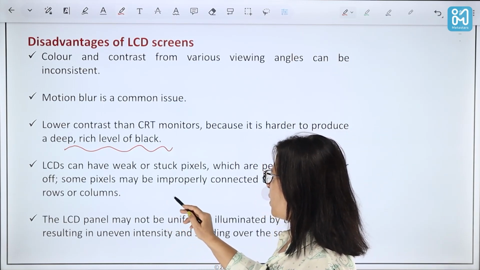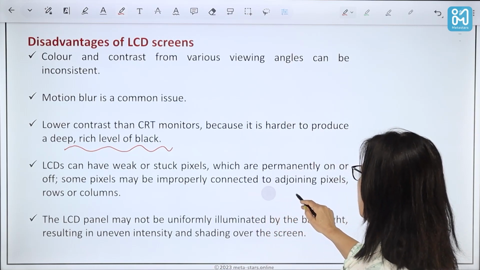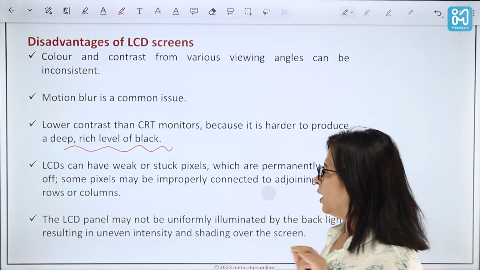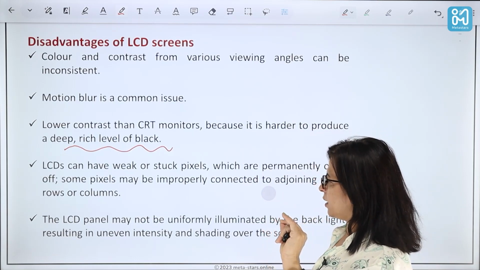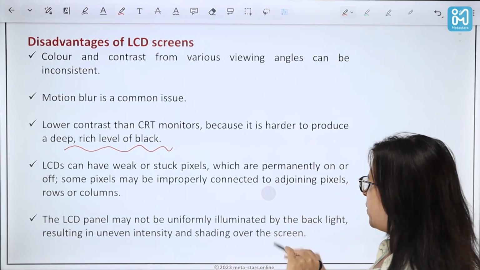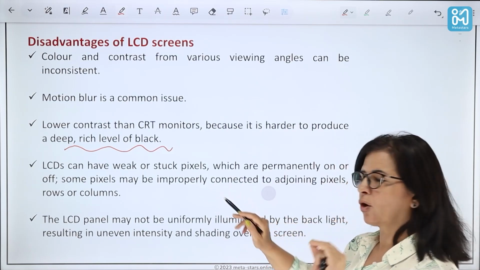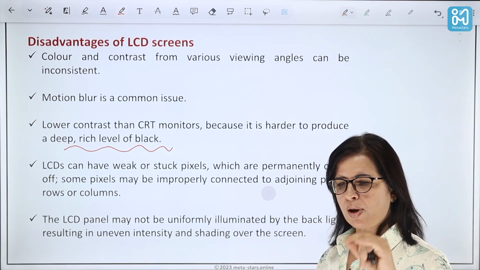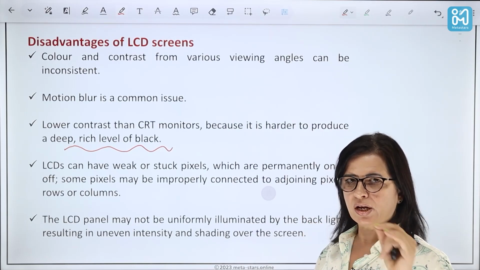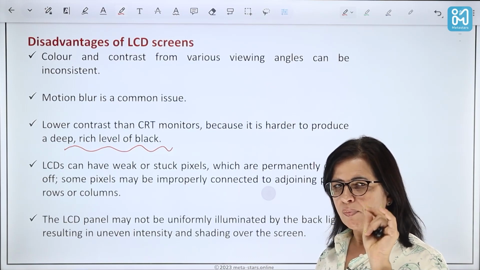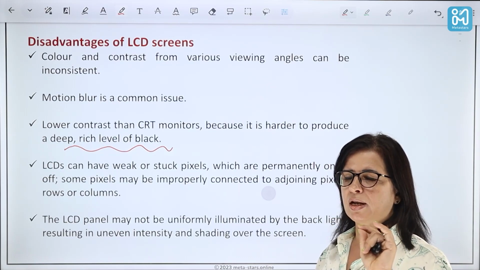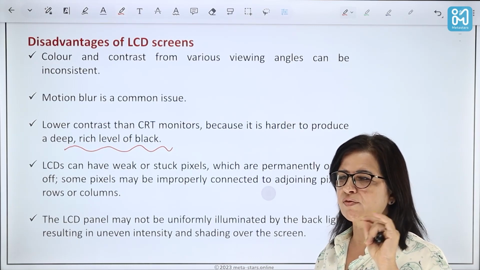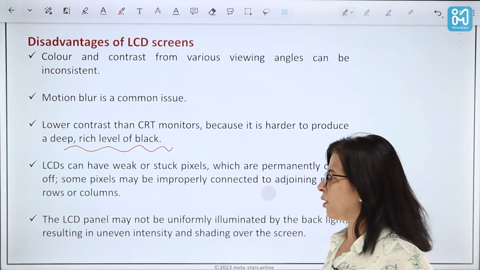Some pixels may be improperly connected to adjoining pixels, rows, or columns. As I told you, each pixel comes with a connection to light it on or off. Maybe there is some problem with the connection of this LED with electricity, which makes some sub-pixels not work, so there is no light. So the pixel will not work properly and will not give the right color, while this could not happen with CRT monitors.